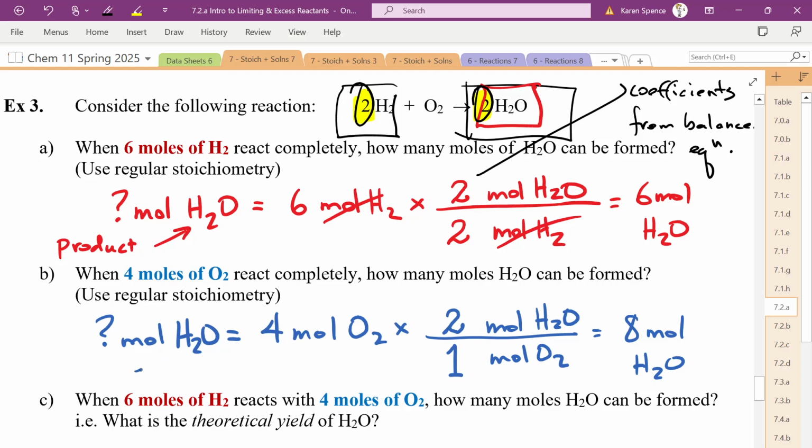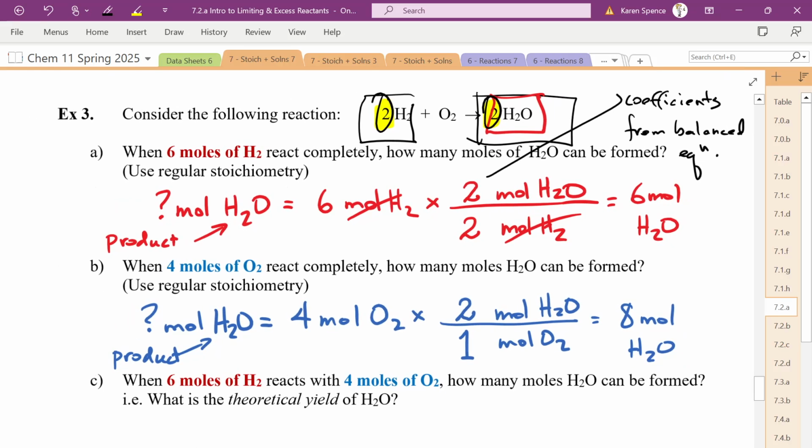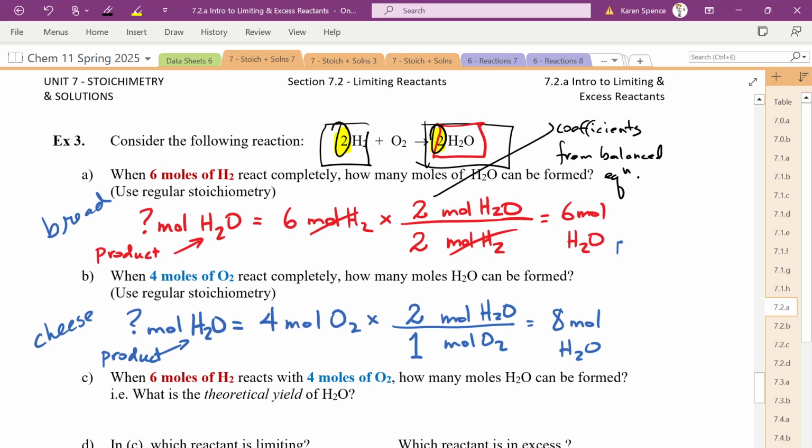Okay, so once again, we are finding the amount of product. So you see how we've done 2 calculations here. We found the amount of product from reactant number 1. We found the amount of product we can get from reactant number 2. So this is very much like the cheese and the bread. Yeah? And the water is the sandwiches.